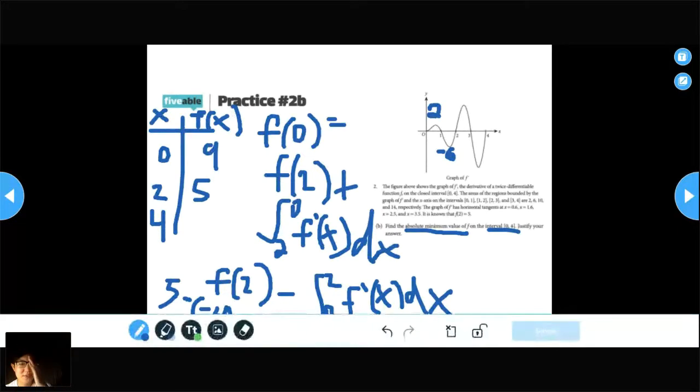All right, why do you have to use the initial condition? Because there's no other way for us to find f of 0. We have to use f of 2 as a starting point and then find the integral. And then we have to add the initial condition to the integral, or subtract technically from the integral to get the point.